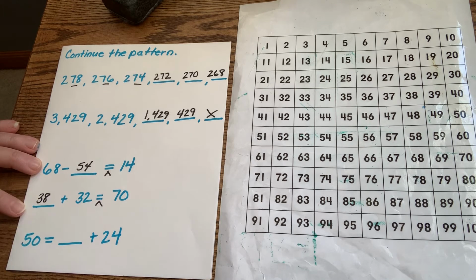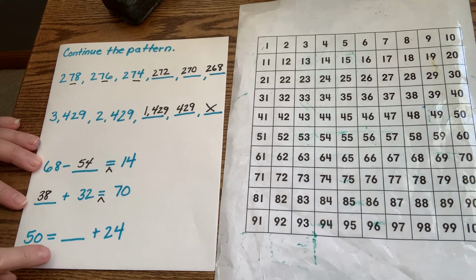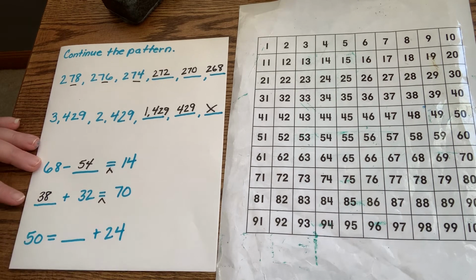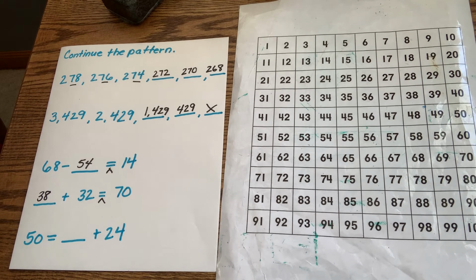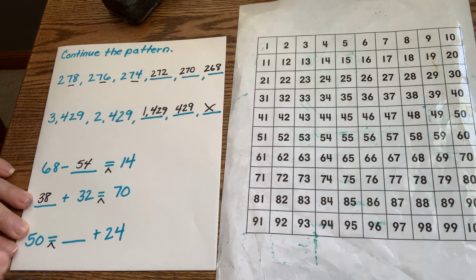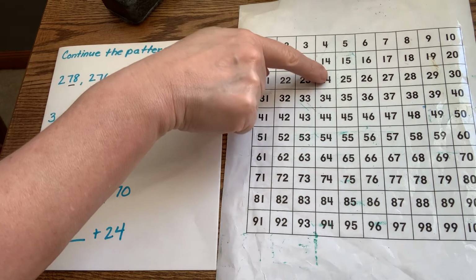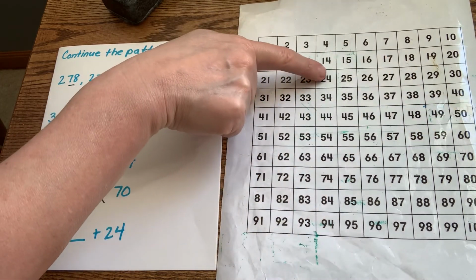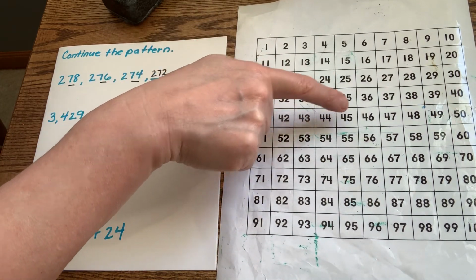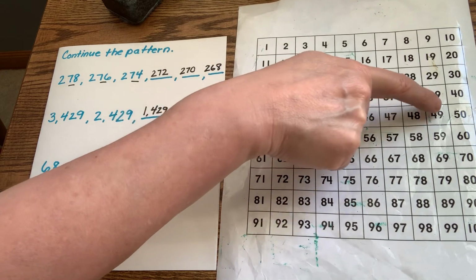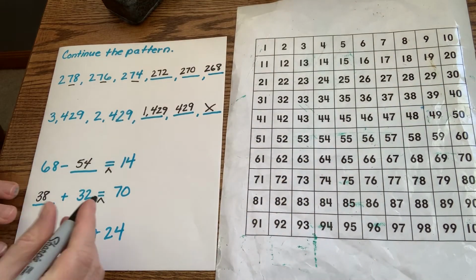All right, let's try one more. 50 equals what plus 24? Okay, so teeter-totter, I have 50 on this side. What am I going to add to 24 to get up to 50? So I start at my 24, and I'm going to go up to 50. So 10, 20, 21, 22, 23, 24, 25, 26.